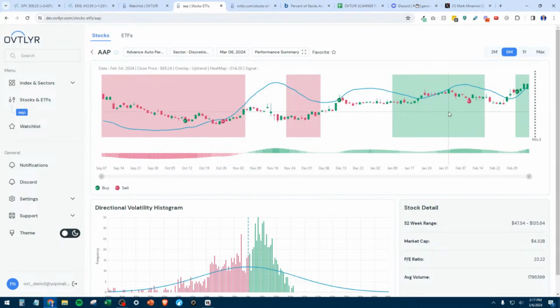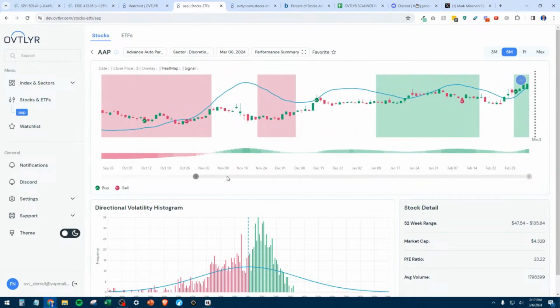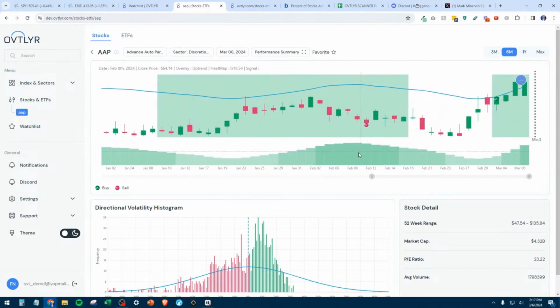You can see the green overlay says uptrend, and the red overlay says downtrend. And then we even have heat map signals. Let me make this a little bigger. We even have heat map color codes, which is so awesome. I'm so happy about that. Oh, did you notice the zoom slider? That's really cool. On the heat map, I love using it for exit points.